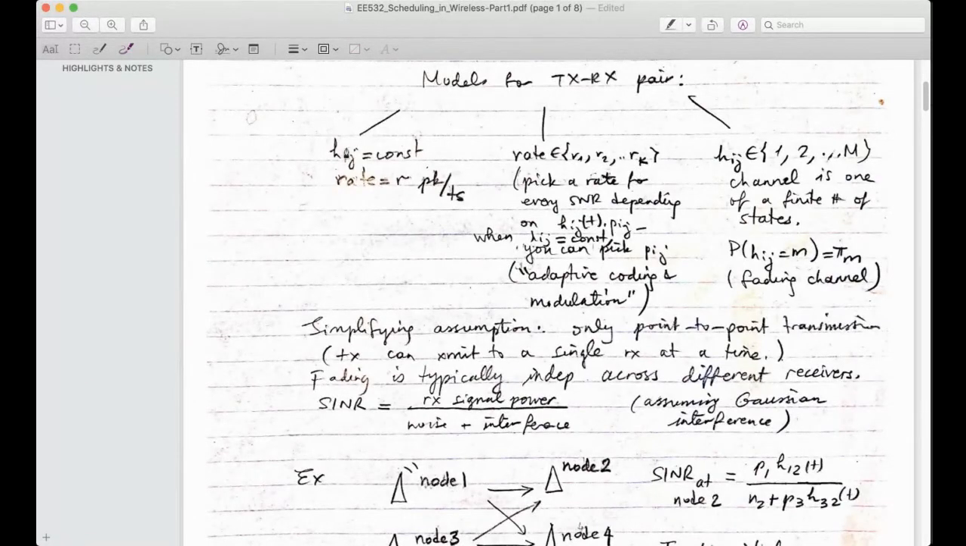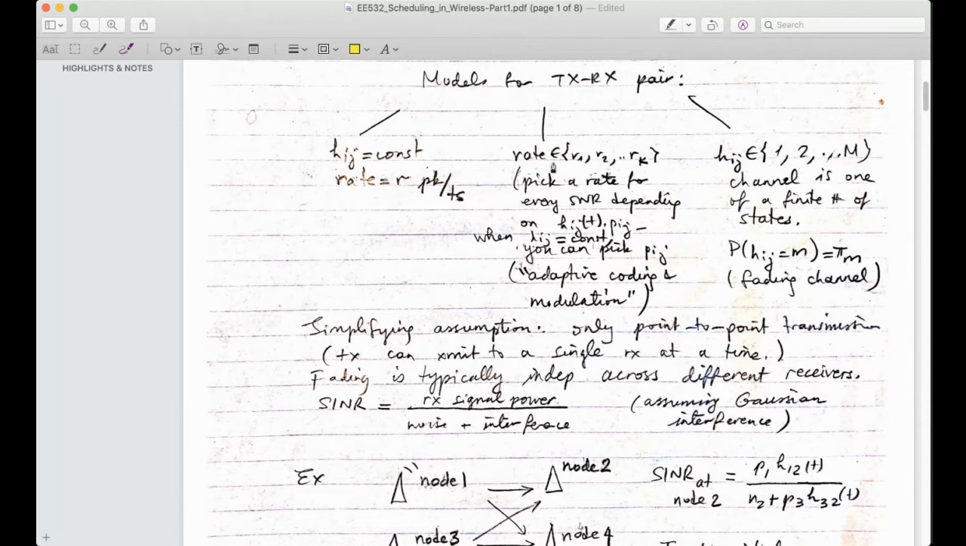The first is when the channel gain is constant. By the way, can you see my cursor as I go over this document? Yes. Do you see the cursor here? Yes. Okay, good. So when the channel gain is constant, this corresponds to a constant rate in packets per time slot. Channel gain is constant means there's no change in the channel and we use a constant power level. So we always get the same rates. This is the simplest model.